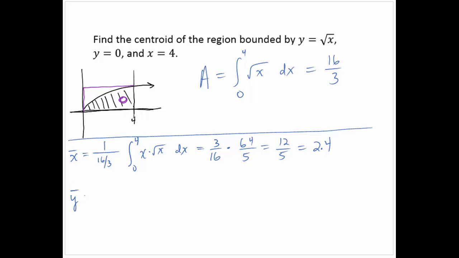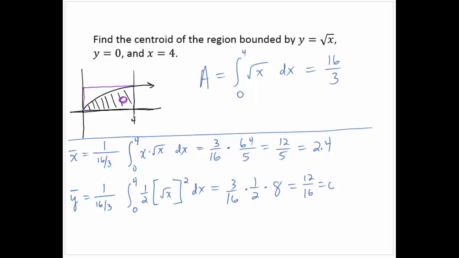Y bar would be 1 over a, so 1 over 16/3, and again, integral from 0 to 4 of 1/2 f of x squared, so 1/2 square root of x squared dx. And so again, this is a Calculus 1 integral. We'd have 3/16 times the 1/2, and the integral from 0 to 4 of the square root of x squared would give you 8 exactly, and this simplifies as 12 over 16 or 0.75.